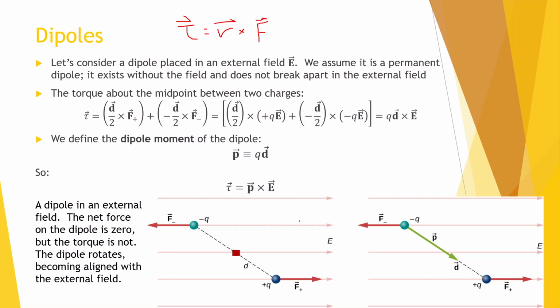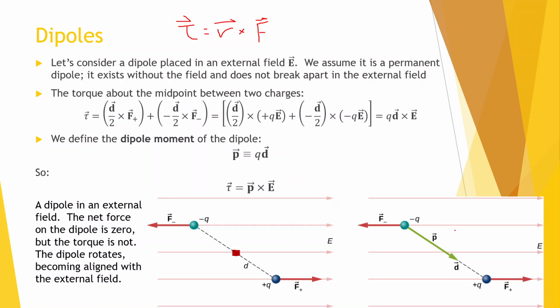We will define the dipole moment of the dipole, which is going to be represented with a P, and this just is defined as Q times D, that distance between the two charges. And therefore, our torque can be written as P cross E. Okay, so again, this shows a dipole in an external field. The net force on the dipole is 0, right? Because we have two charges that are opposite each other, but the torque is not 0.